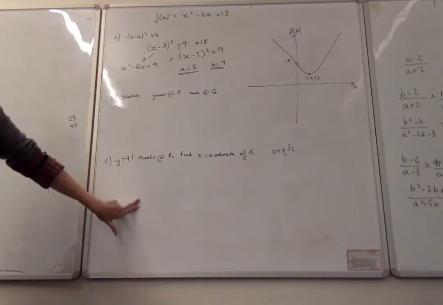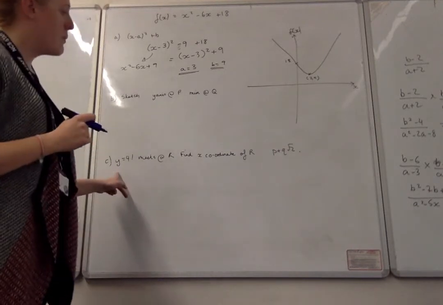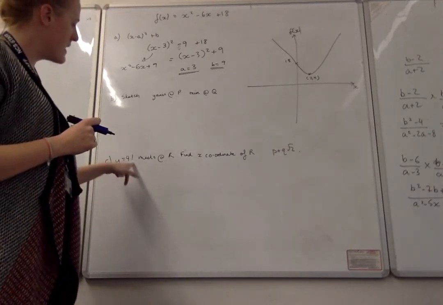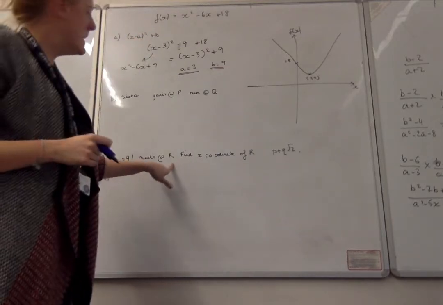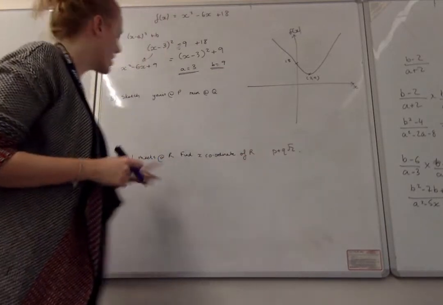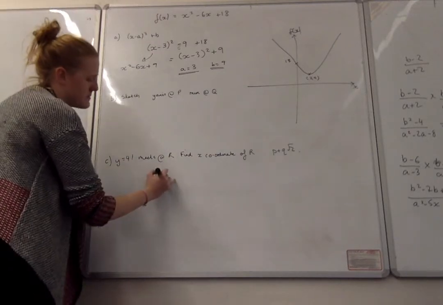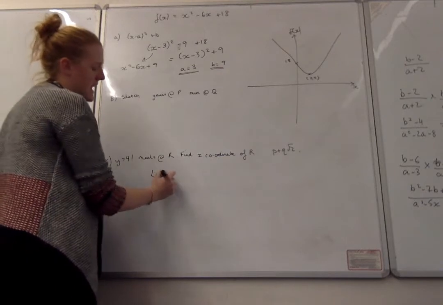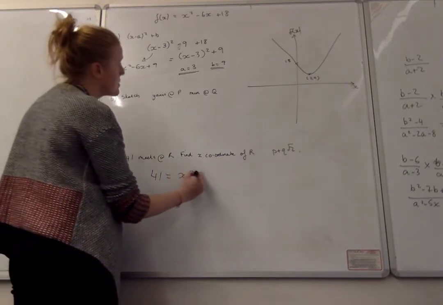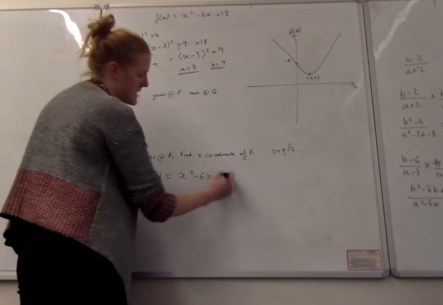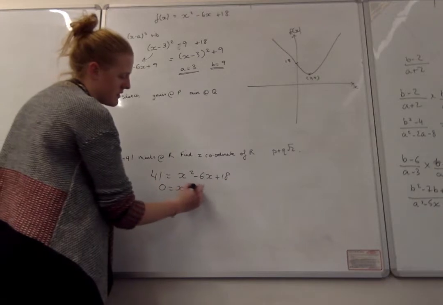This last part was, I think, the part that caused us a lot of troubles. Now, I want to find where the line y equals 41 meets this graph. It meets at the point R, and I want to find the x-coordinate. The y-coordinate is obviously 41, so let's substitute that in. y is just another way of saying f(x) in this case, so we'll put 41 is equal to x squared minus 6x plus 18, which I'm now going to solve for x. So I need to make it equal to 0.